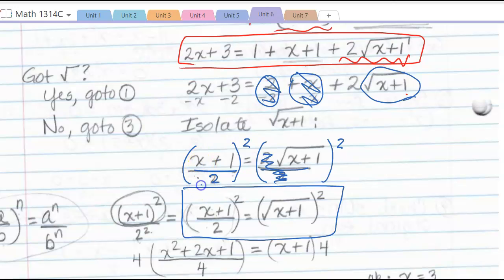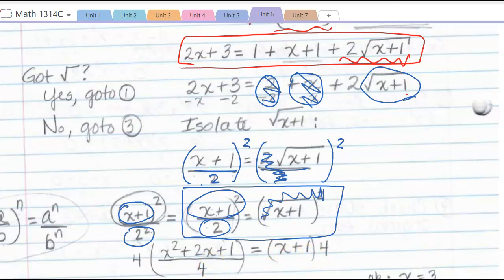So if we have a fraction, remember that the square will actually go to both the numerator and the denominator. So you can see that here. So I did FOIL at the top. That's how I got x squared plus 2x plus 1. I squared the bottom. That's how I got a 4. And that's equal to, well, the square and the square root cancel, and that's how I ended up with x plus 1.